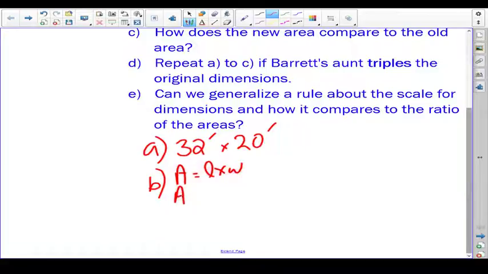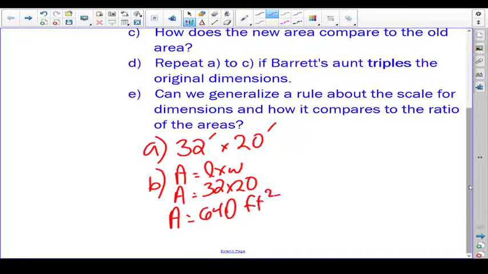Area is length times width, so it's 640 square feet for the area of the new garden.